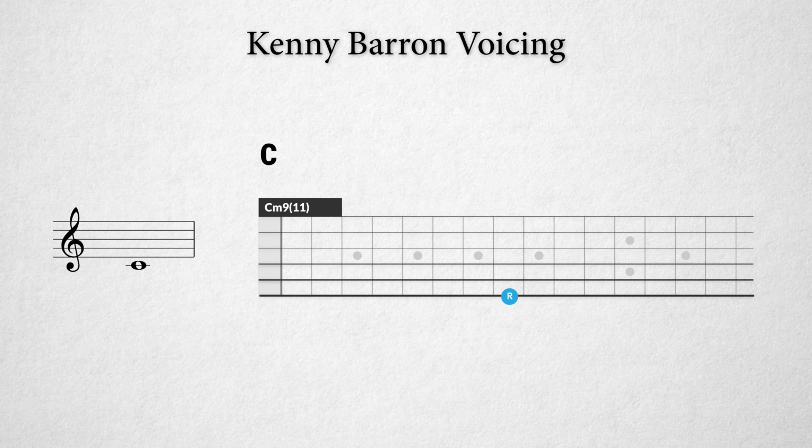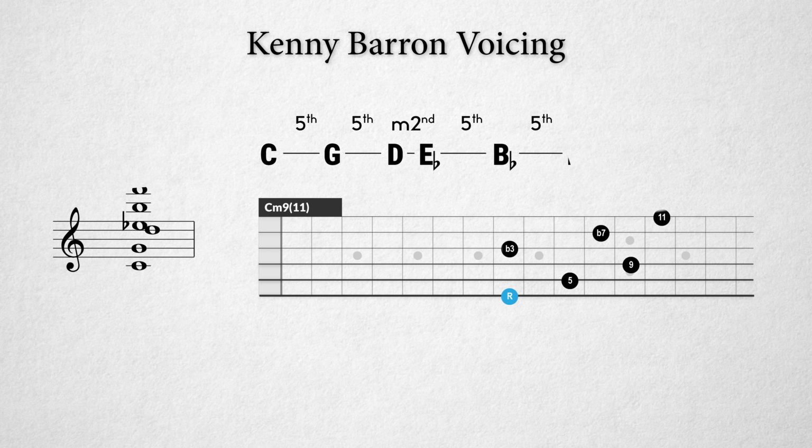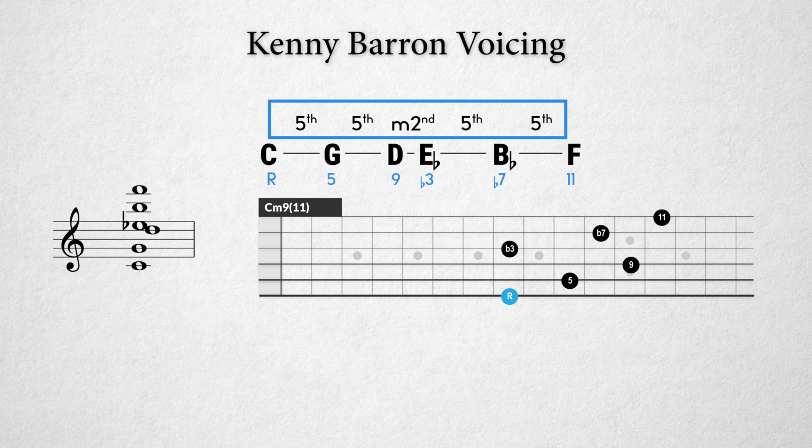Now we'll play the root and stack 2 fifths on top of that. It's the 5th and the 9th. Now from the 9th we move up a semitone to the minor 3rd and again stack 2 fifths upon that minor 3rd. And these are the minor 7th and the 11th. So the interval formula is now 5th, 5th, 2nd, 5th, 5th.